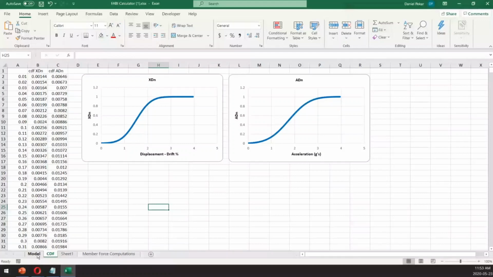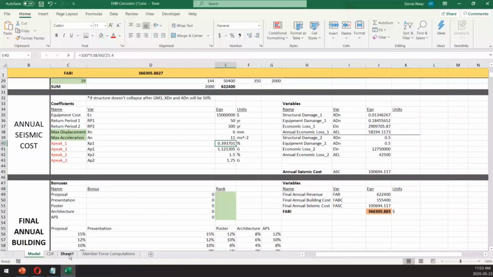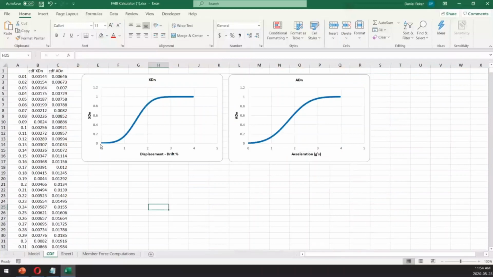So for us, 0.4% and 1.12 Gs. And what you do is you just go along this graph. So 0.4%, something like here, and that's going to correlate to 0.01 or something for this XDN factor. And then 1.12 Gs correlates to something like here. It's like 0.18. So you can see this factor is much higher than this one. It's kind of hard to get to 1% displaced drift unless you have a bad tower, but it's really easy to get to 1 G.